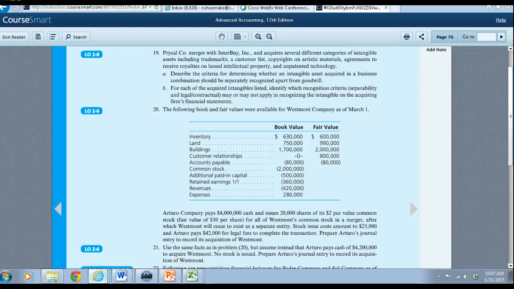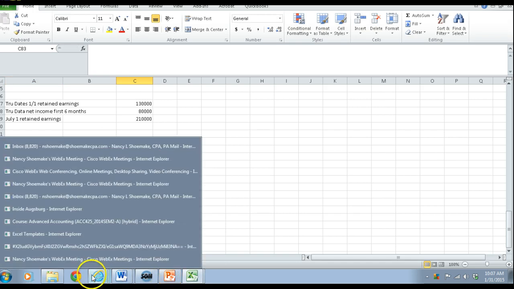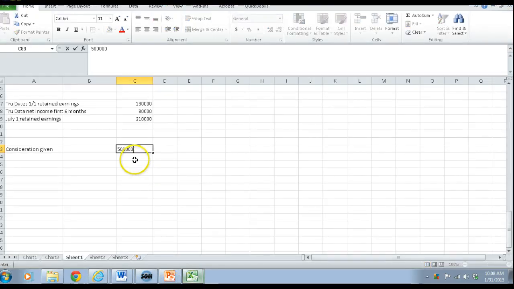So we're acquiring it for $4 million plus 20,000 shares at 50 bucks a share. So consideration given is really the 4 million and then 50 bucks a share at 20,000. That's a million, isn't it? 20,000. A million. So we're really giving 5 million, right? That's what we're really purchasing it for, $5 million.